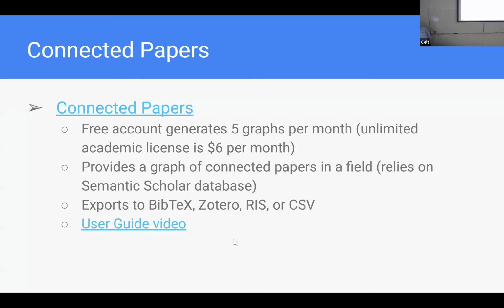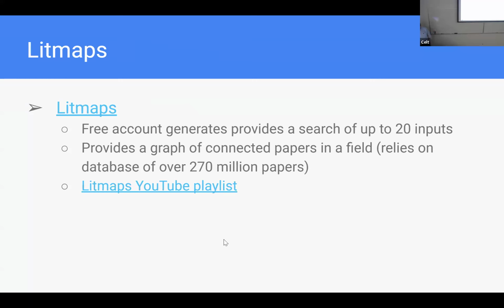And any resources you find can be exported to BibTeX, Zotero, RIS, which is another format for bibliographical citations, or into a CSV file. And I linked to a user guide video. And Litmaps is very, very similar. And this will allow you to, I believe, in each search, connect to up to 20 articles or 20 studies.